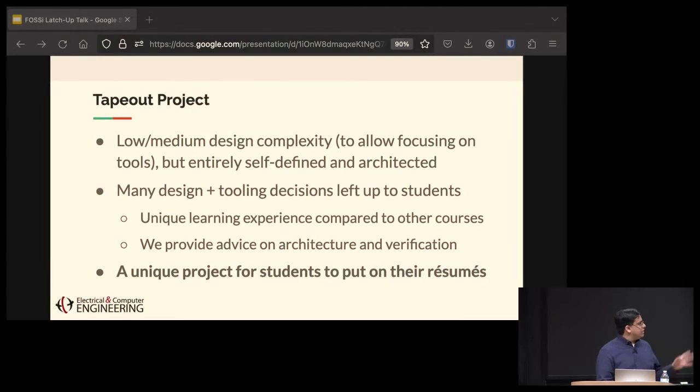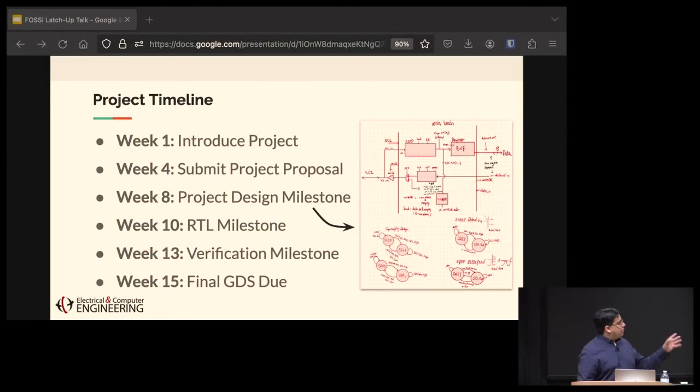One cool thing is a lot of students end up putting this project on their resume. Since it's a self-built, self-designed project, it's a great talking point for resumes and interviews. We try to structure the project to keep students on track. So when the course starts, we have a 15-week semester.